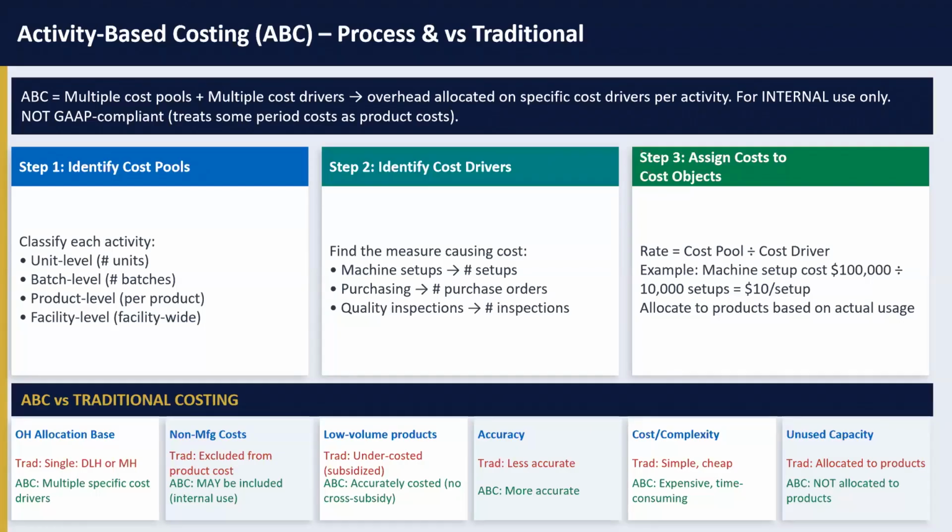Then what happens in ABC? It is not allocating unwanted costs into products. Just what is needed, we are allocating. That is ABC.